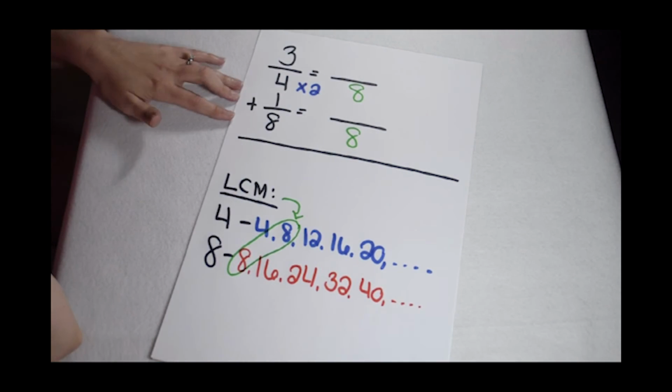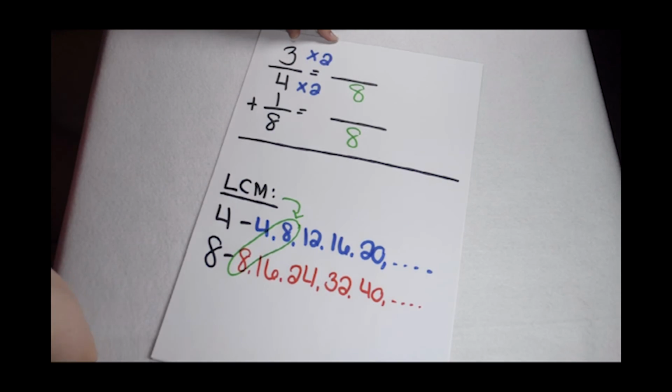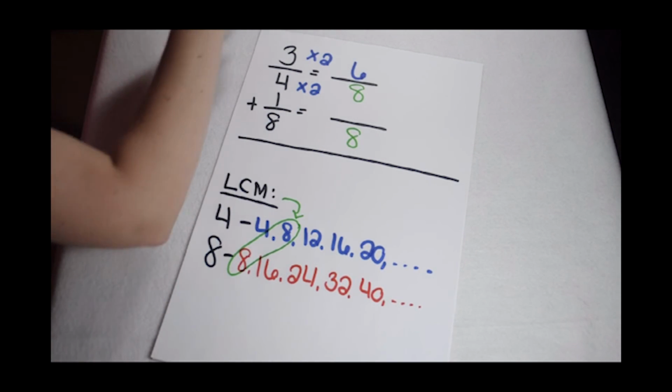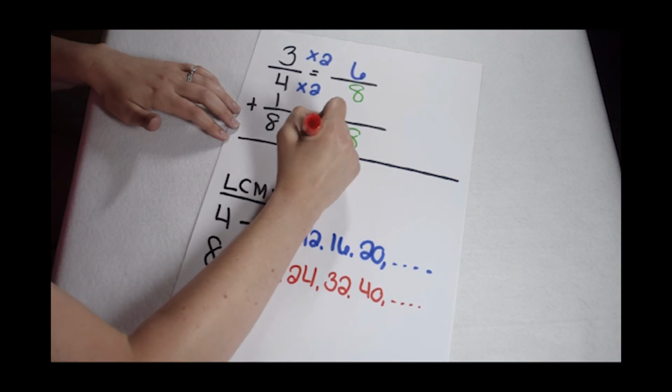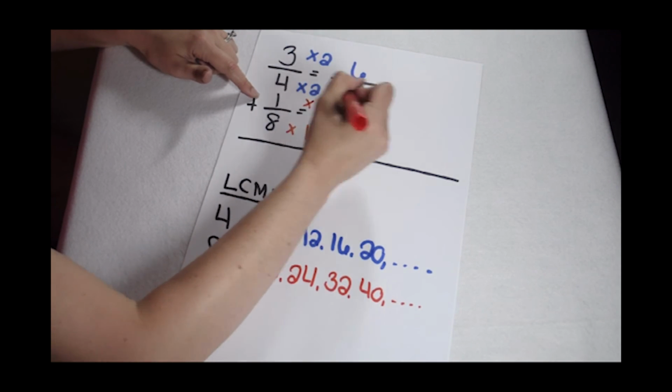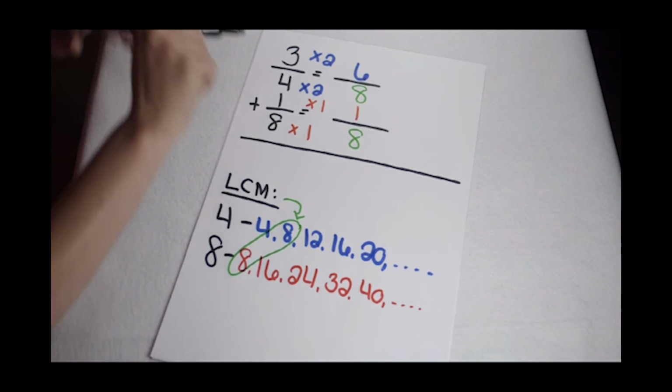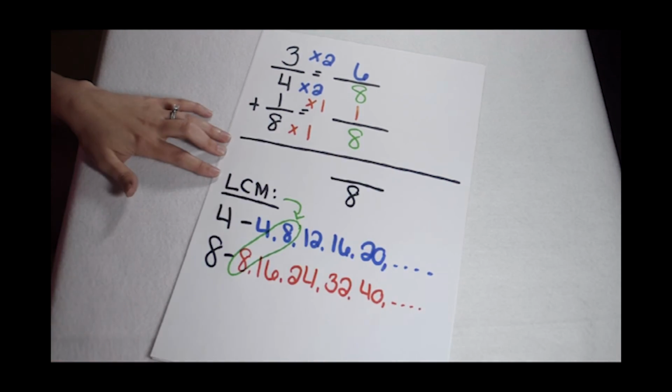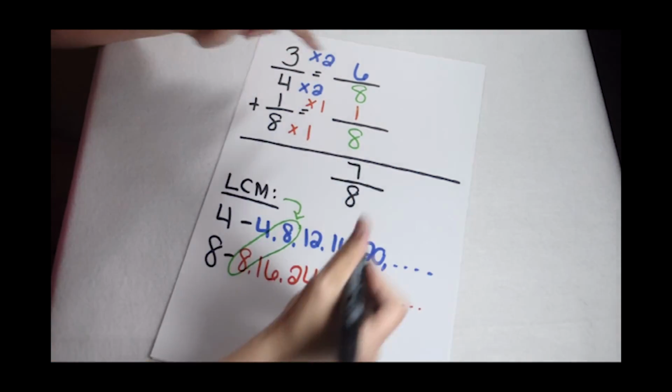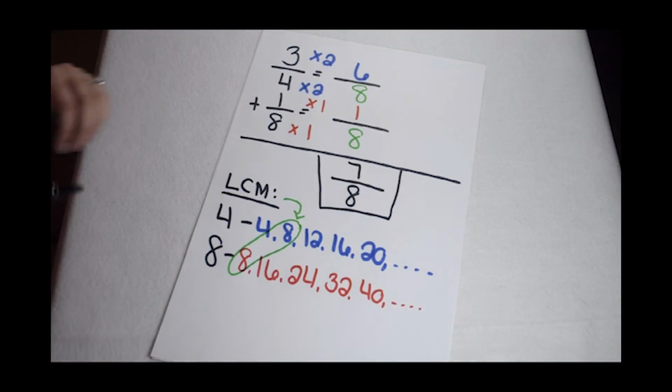I need to multiply 3 times 2, which gives me 6. I can multiply 8 times 1 to give me 8. So I can multiply 1 times 1 to give me 1. So I can add those together. We know our denominator is going to be 8. 6 plus 1 is going to give me 7. 7/8 is our final answer.